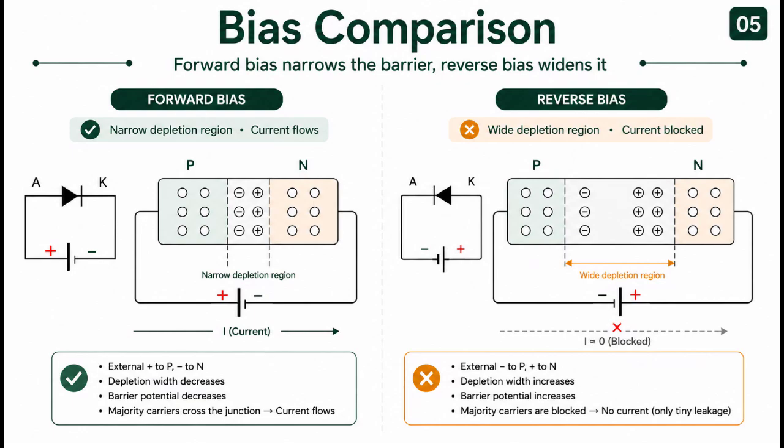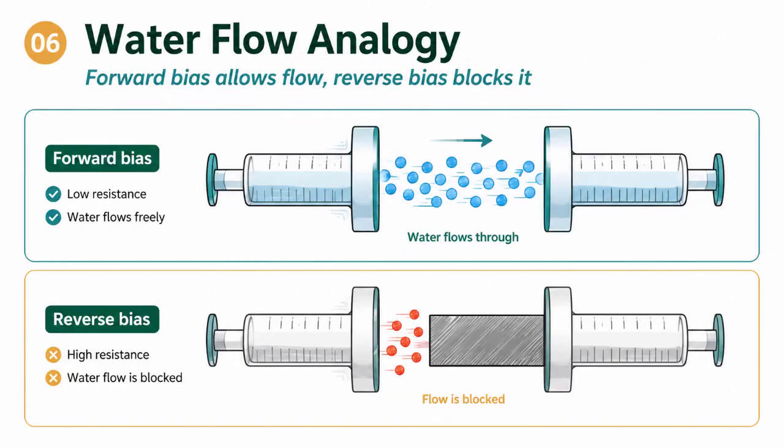But if we flip the battery around into reverse bias, it actively pulls the holes and electrons away from the junction instead. The depletion region drastically widens out, building a massive high resistance wall that blocks almost all current from getting through. This exact dual behavior, letting current flow easily in one direction but completely slamming the door shut in the other, is the absolute fundamental behavior of a diode. Forward bias acts practically like a short circuit, and reverse bias acts like an open circuit.